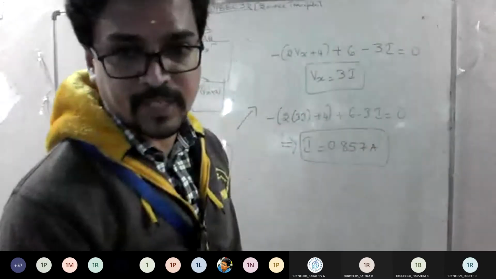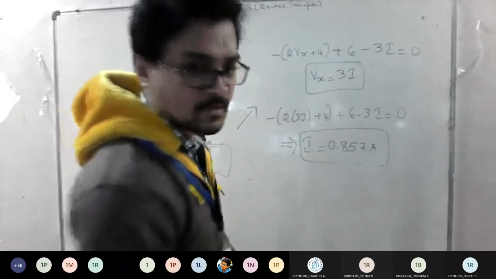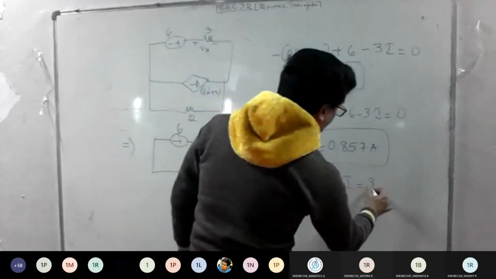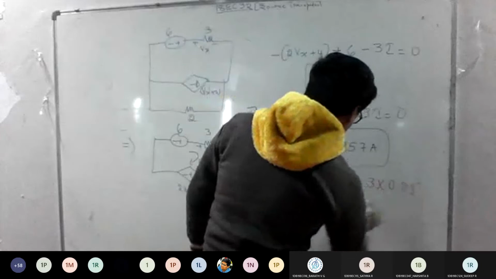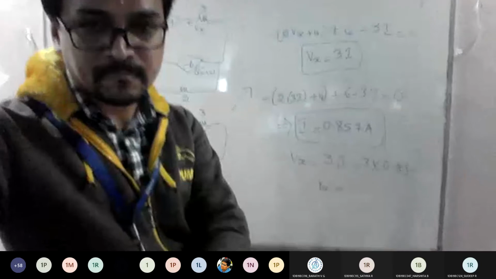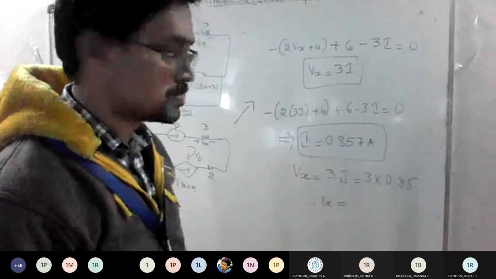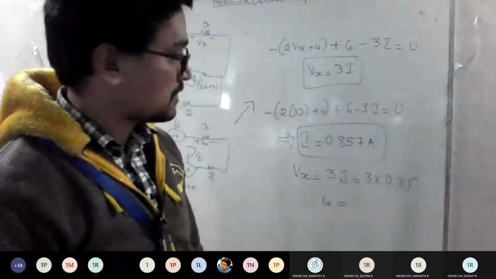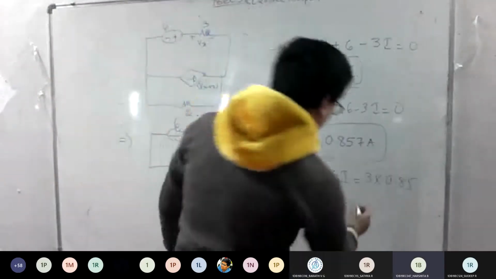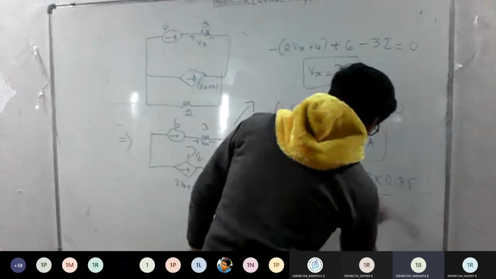So that is not the end of the problem. What else did they ask? They asked you to find the voltage also, right? So you need to find Vx equal to 3 times I. So multiply 3 into 0.857. How much? 3 into 0.857 is 2.571. Okay, about 2.57 volts.